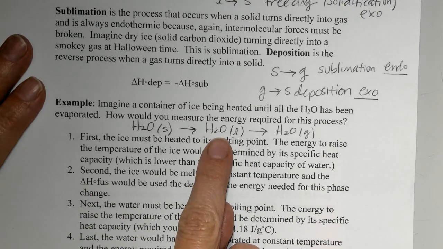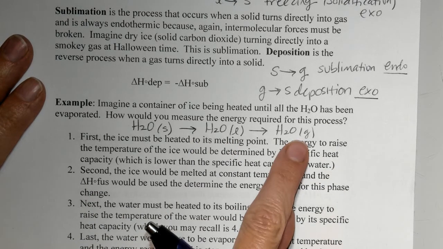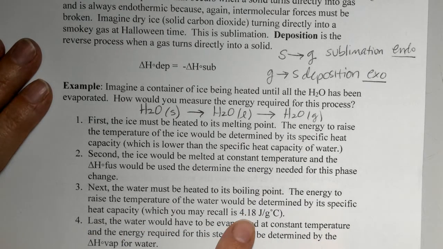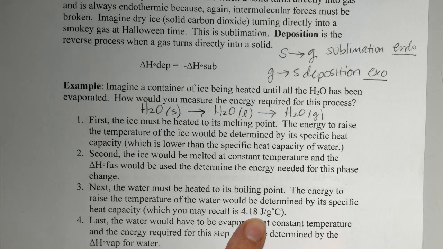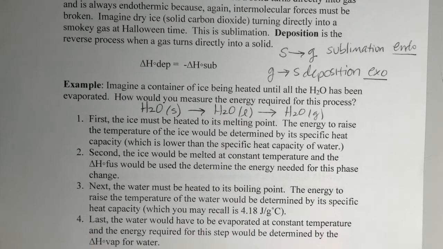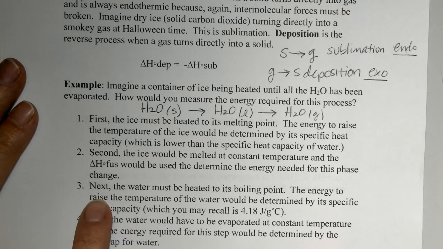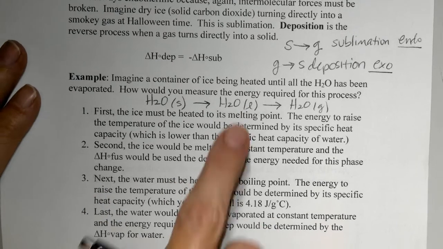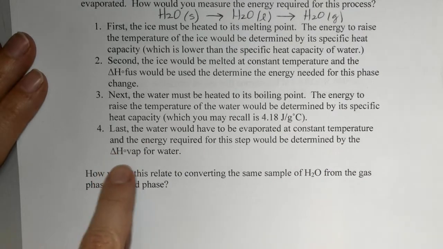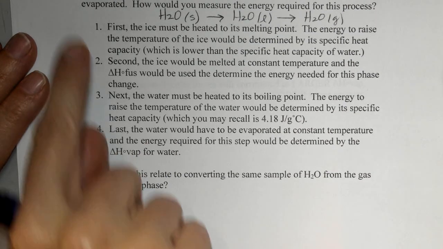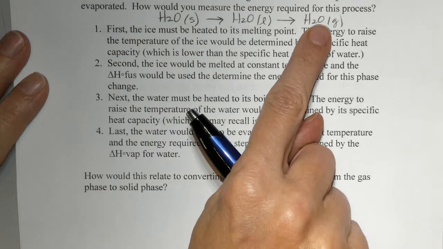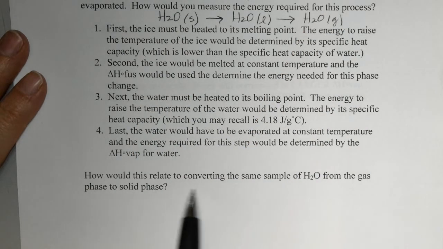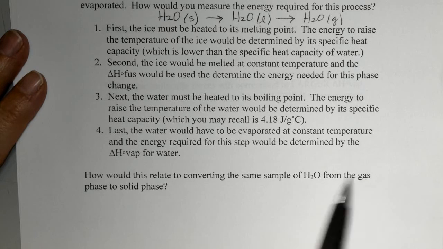Then we'd have to take that liquid and go from 0 degrees Celsius to 100 degrees Celsius. So again, that's another heat capacity question. 4.18 would be the heat capacity of the water. We're going up 100 degrees Celsius from the freezing point to the boiling point, and then we would just need to know the mass of our liquid sample. So that would be the energy of that temperature change. Then from there, to take it from a liquid to a gas, we'd have to know that heat of vaporization. So there's 4 different steps that we would have to calculate just to figure out the energy to take ice to a gas phase. Now, how would that relate to converting the water from the gas phase to the solid?